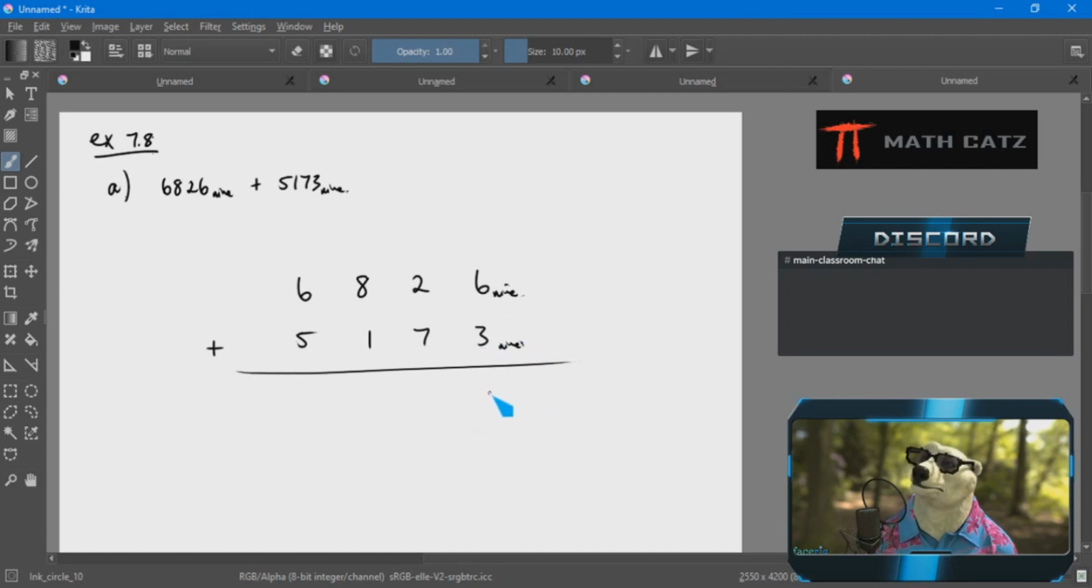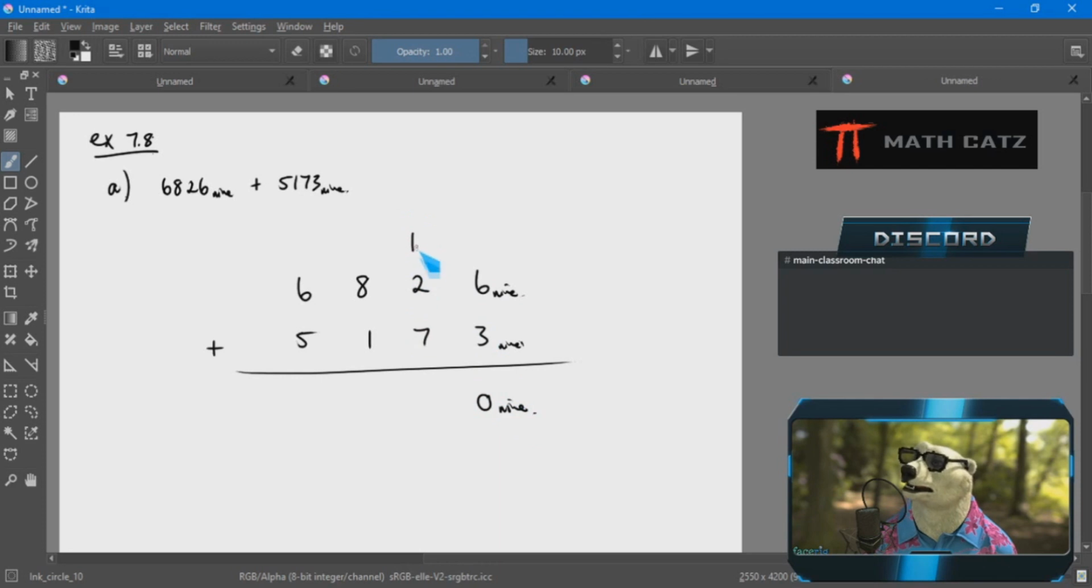6 plus 3 is 9. There is no 9 symbol here, just like there was no 5 symbol in base 5. Now I'm counting in 9s. So 6 plus 3 in my language, I have a word for it. I have no symbol for it. 9 is one group of 9 and 0 left over.